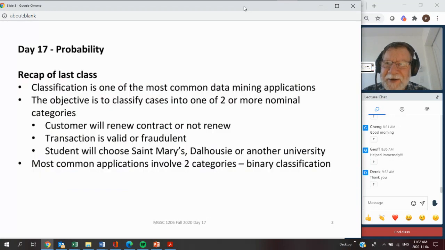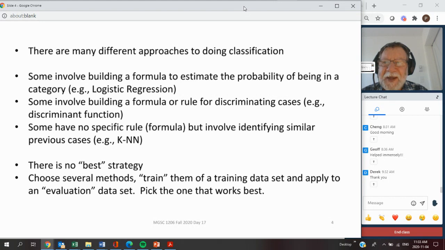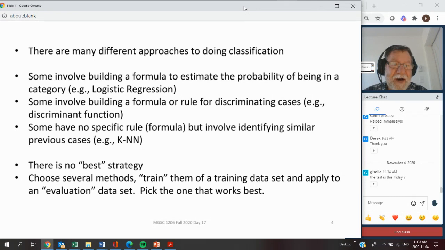So on with today. Today we're going to start in on probability. Last day we were looking at classification, and generally we're trying to fit things into two groups, sometimes into more than two, but two is far and away the most common. There are many different approaches. We can build a formula to estimate a probability. We could build a formula or a rule for separating two groups, a discriminant function type of thing. We could do it by looking for similar cases. That's what KNN was all about. There are lots of different strategies.